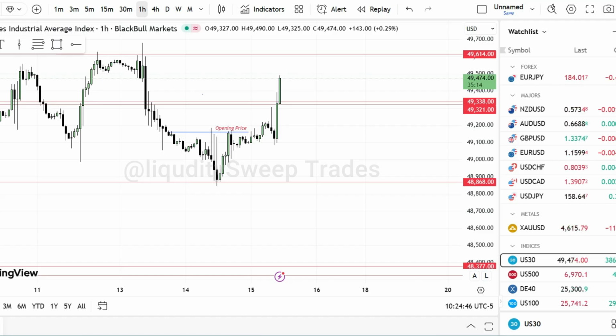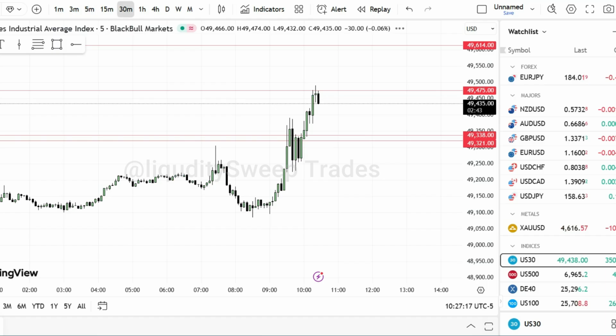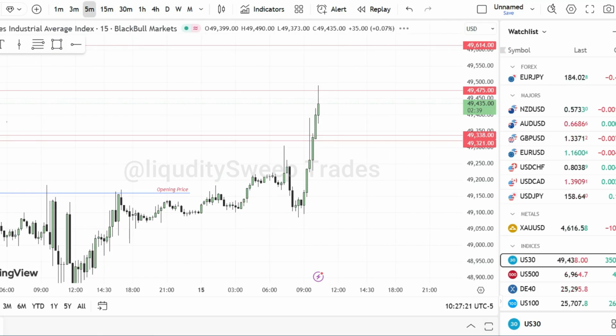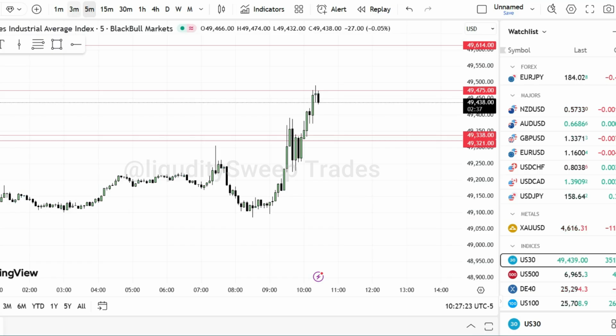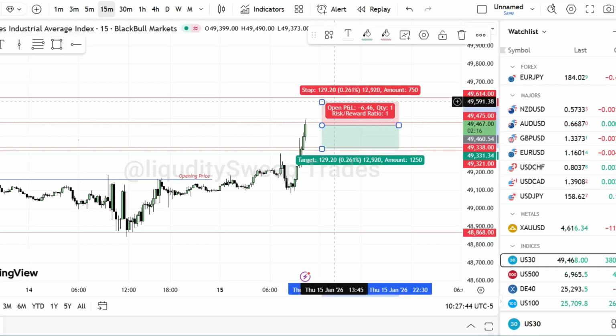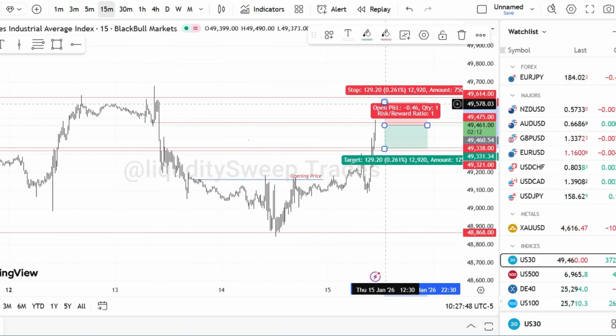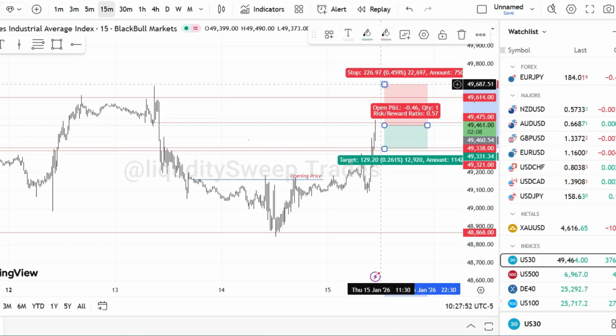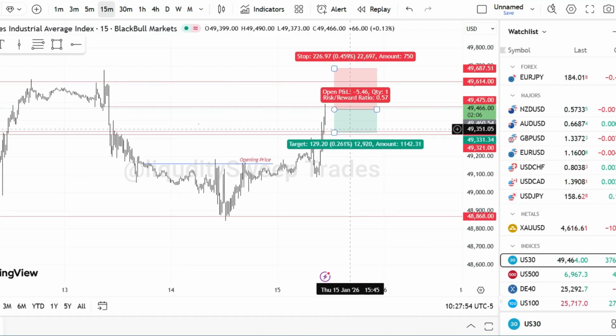So now we'll be looking for entries, and we'll be using our order block for entry, and you can see the risks and the reward right here, as the stop loss will be set at that high that was highlighted. And profits would be to the downside.